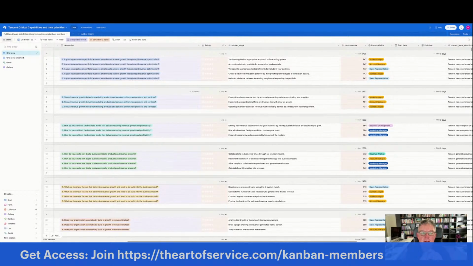So I'm looking at these things. Do we have applied an appropriate approach to forecasting growth? Can we account on industry portfolio for accounting fundamentals? Do we vet specific sponsors and establishments to include in our portfolio? Create a balanced innovation portfolio by incorporating various types of innovation activity and maintain a balance between increasing margins and expanding the portfolio. Now, this is where it gets interesting.